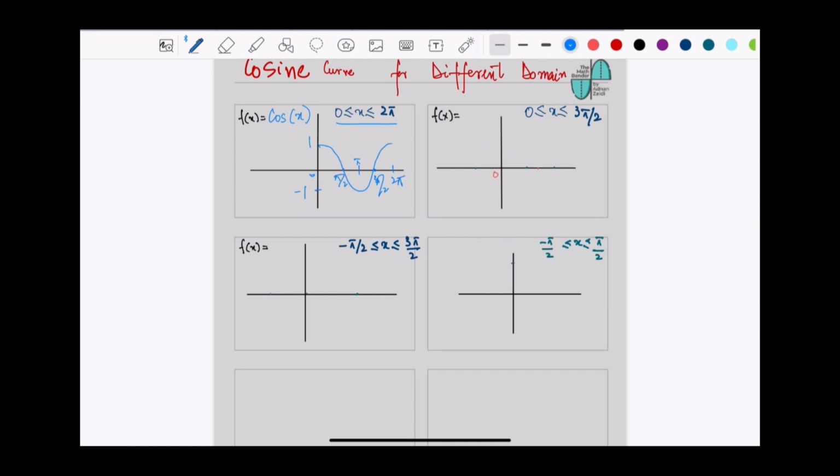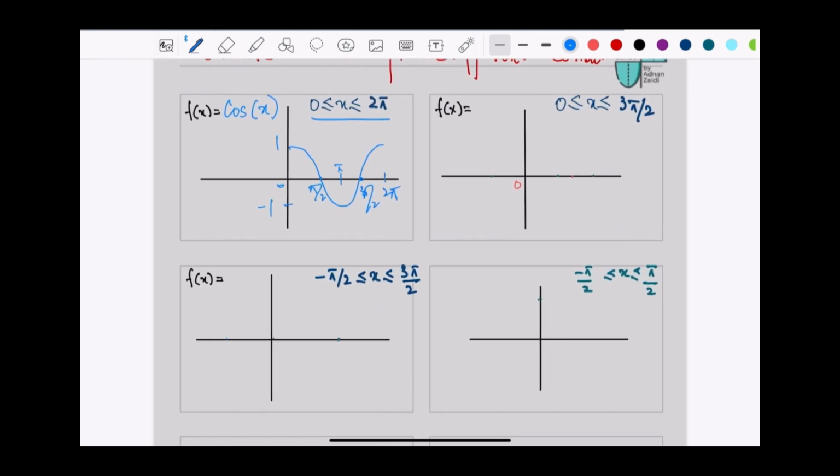from -1 till 1. For 0 to 3 pi over 2, as you could see, you just have to draw this much of the curve, that's it. This part is missing because the domain restricts you to draw the curve from 0 to 3 pi over 2. This is pi and this is pi over 2.